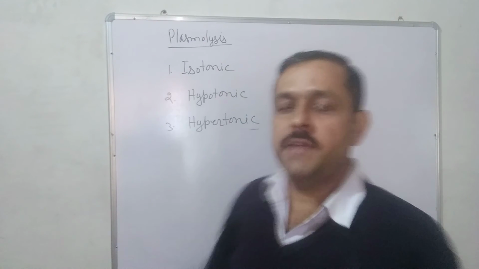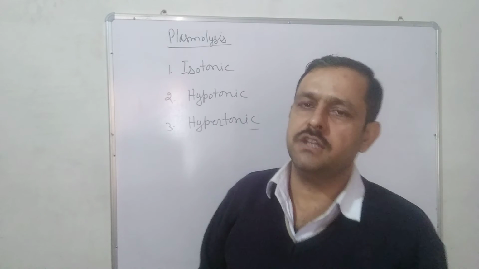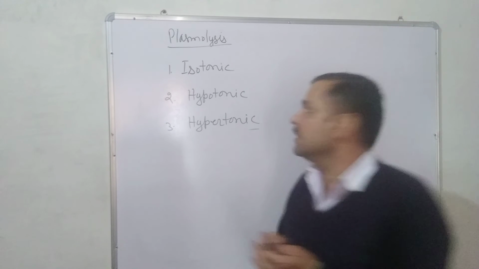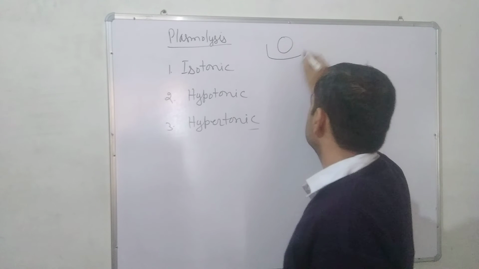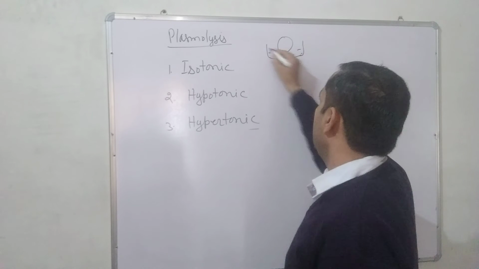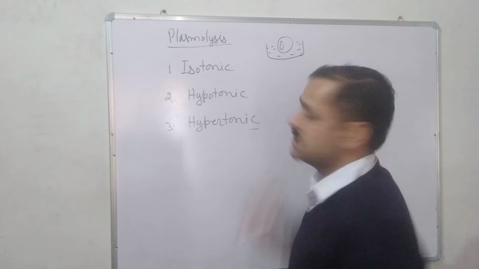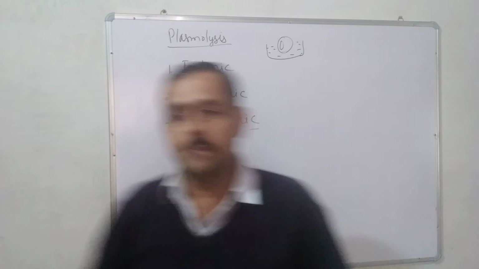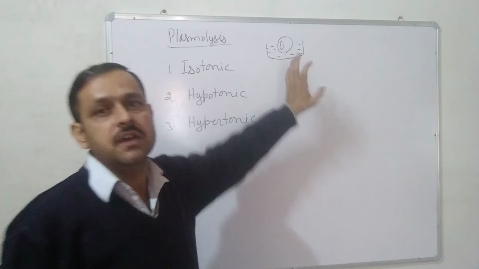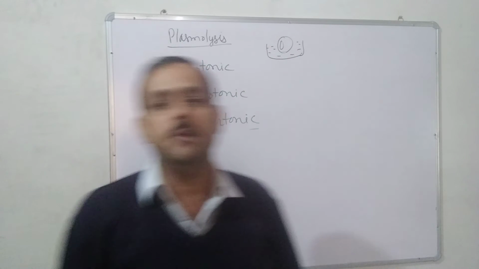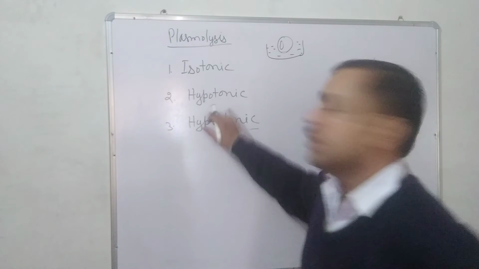Isotonic solution. If the external solution balances the osmotic pressure of the cytoplasm, then this solution is called isotonic. In simple words, the concentration of a cell and the concentration of a solution is equal, and you know that the concentration of the cell is denoted by its large organelle, the vacuole. So if the concentration of the cell and the concentration of the external surrounding medium is the same, then it is called isotonic solution. Next, hypotonic solution.